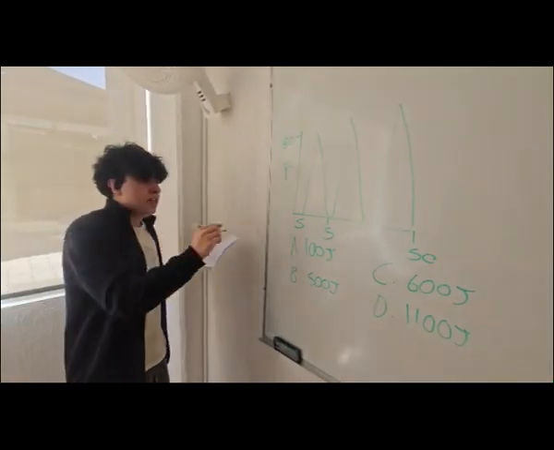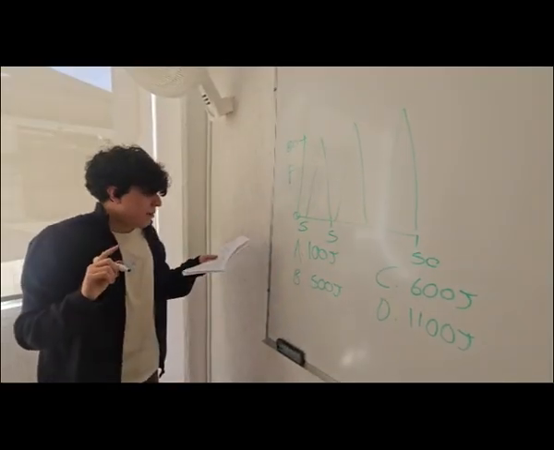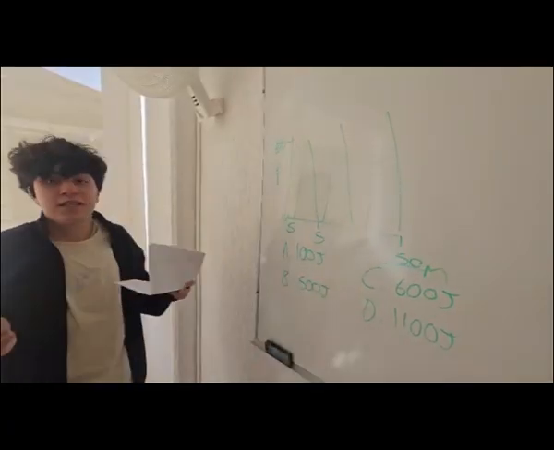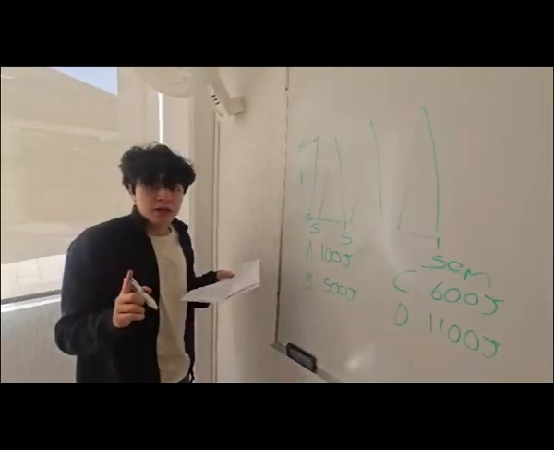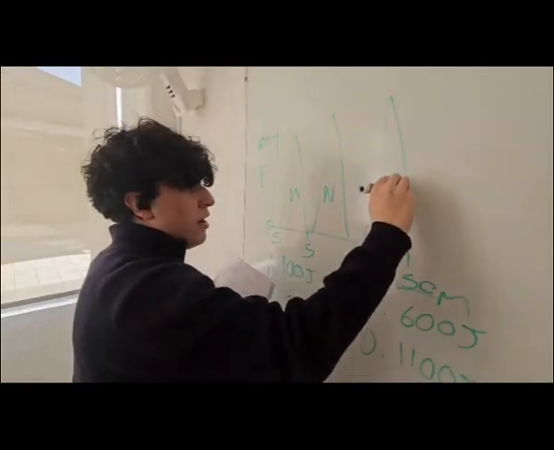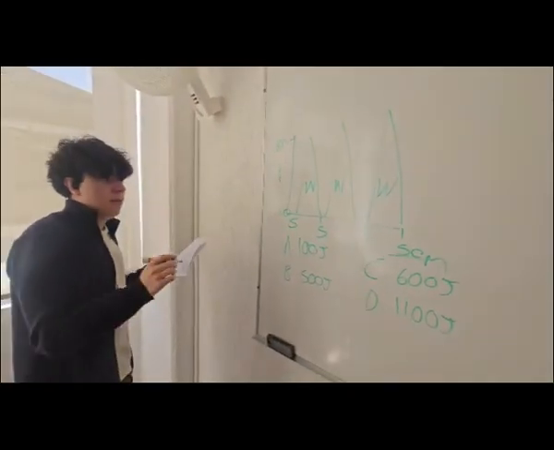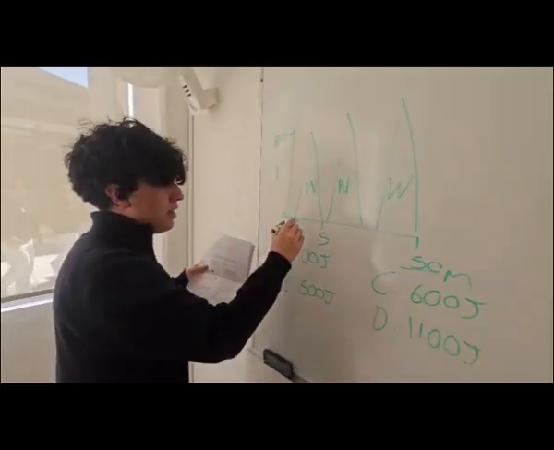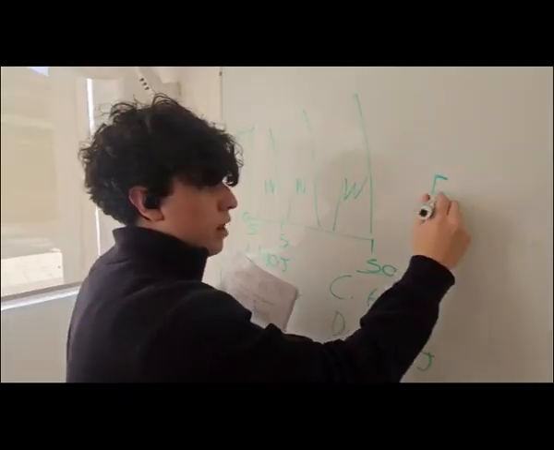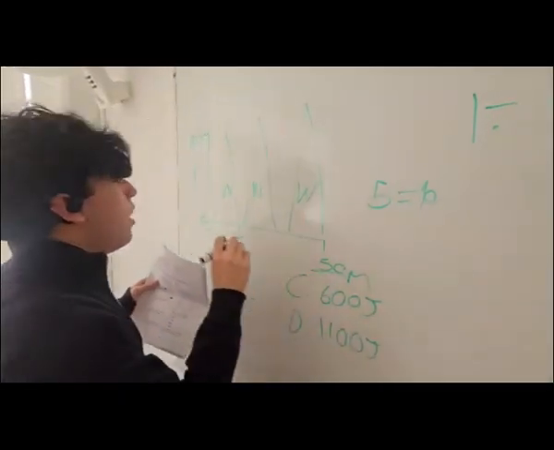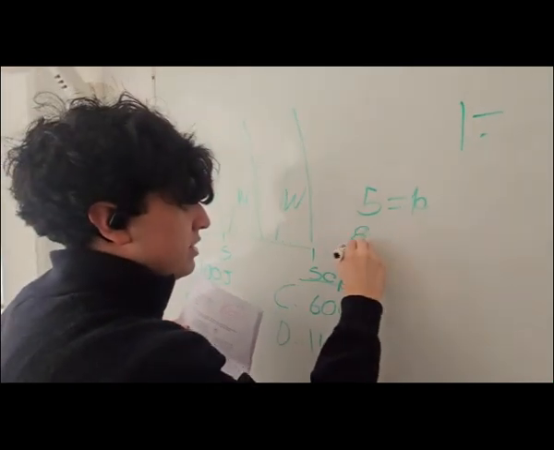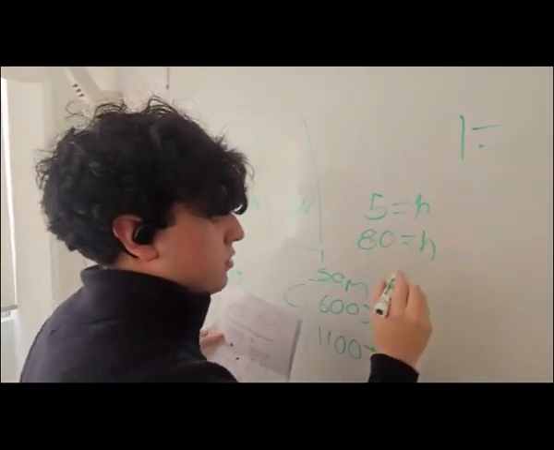The object is initially at rest and moves 50 meters horizontal distance. So the first thing that we need to get is the work done in these three triangles. How do we do that? First, in the graph we saw that this has a base of 5, while the height is equal to 80. So 80 is equal to h.